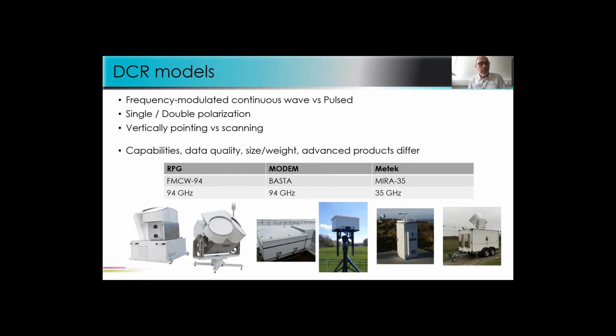Because of these different capabilities, the data quality can be different, and also the size and weight of the instrument can vary significantly. So we have here three manufacturers, RPG and Modem, that propose frequency modulated continuous wave systems, predominantly at 94 gigahertz, and then Metek that provides pulsed radar at 35 gigahertz.